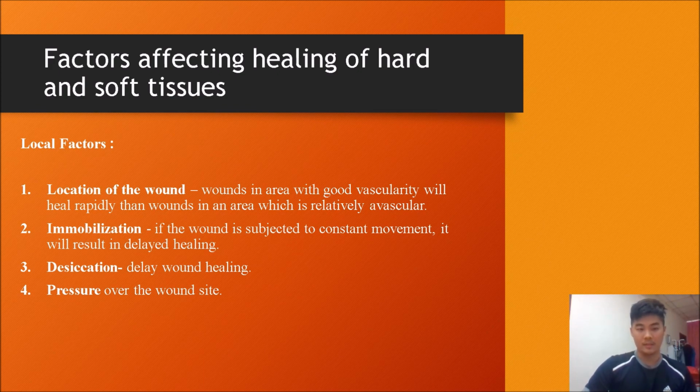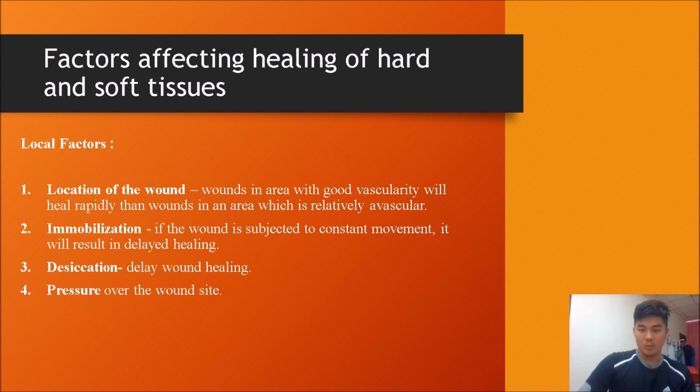Next will be immobilization. Immobilization means restricted movement. If the wound is subjected to constant movement, it's going to result in delay because the formation of new connective tissue is disrupted. That's why it's better to immobilize the leg of a patient after a motor accident. Next will be desiccation. Desiccation means extreme dryness of the wound, or we say removal of moisture from the environment.